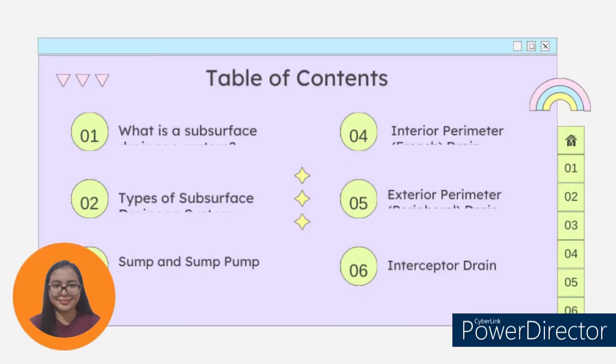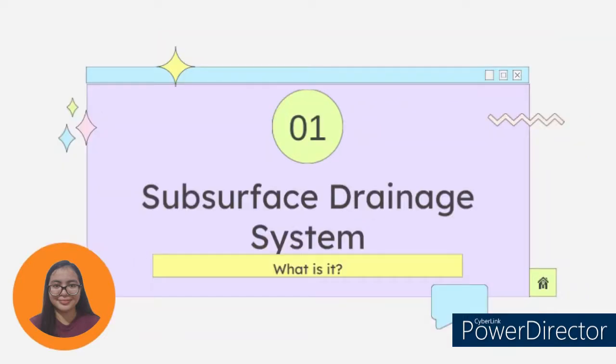So, in this presentation, we will be tackling what a subsurface drainage system is, and the types of subsurface drainage systems, such as the sump and sump pump, the interior perimeter drain or the French drain, the exterior perimeter drain or the peripheral drain, and lastly, the interceptor drain. So what is a subsurface drainage system?